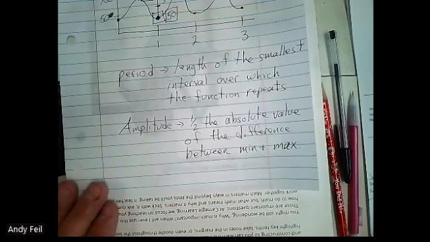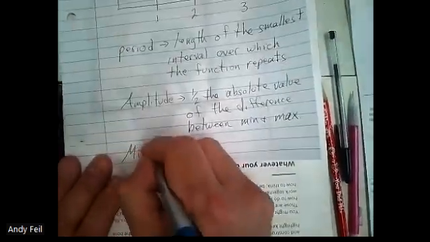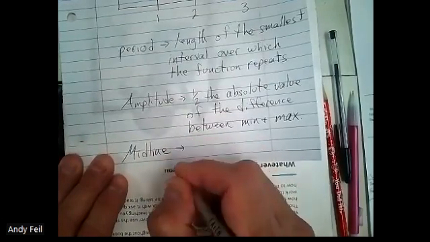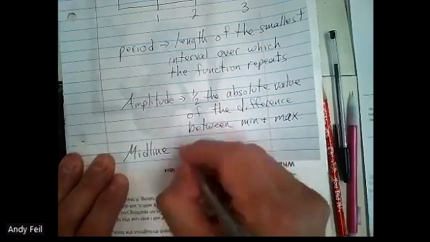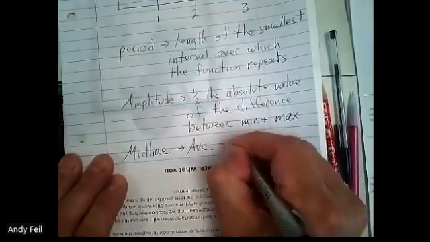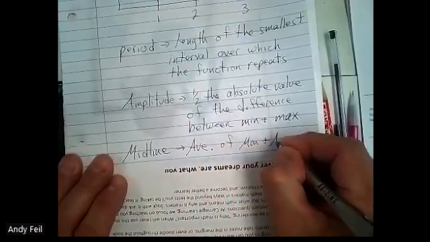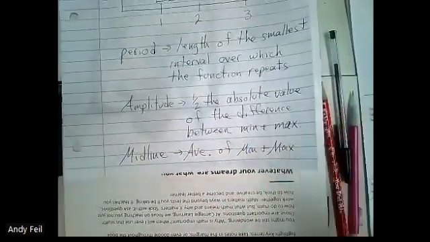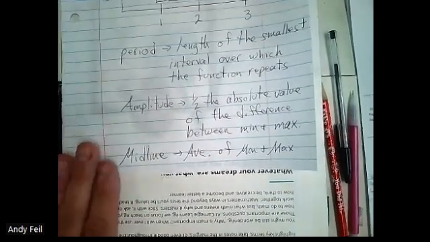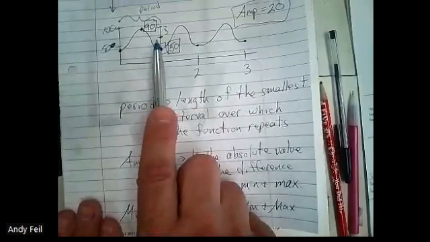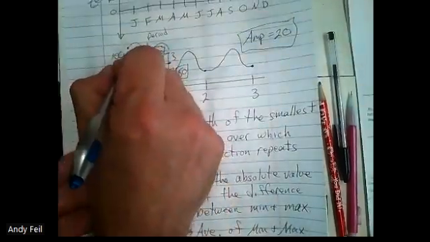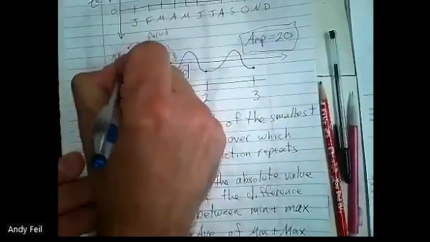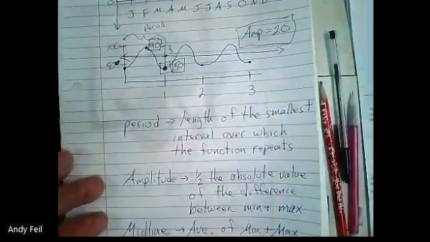Last bit of vocabulary you need to know is the midline. Take a wild guess. It's the line in the middle, exactly. It's the average of the minimum and the maximum. Well, our minimum was 50 and our maximum was 90. So where would I put the midline? 70. So on my graph here, if I went right about here to 70 and drew a line, doesn't it make sense that that's the middle? It kind of cuts the graph in half.